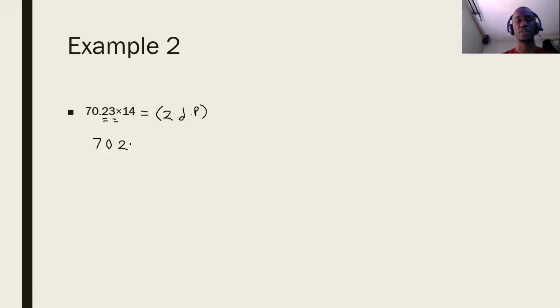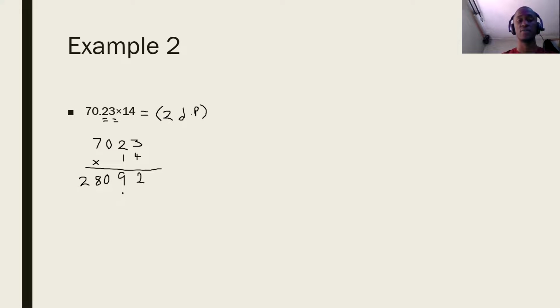which is 7,023 times 14. Let us start our long multiplication. 4 times 3, the answer is 12. 2 carry 1. 4 times 2, the answer is 8, plus the one that we carried. Answer is 9. 4 times 0, the answer is 0. Did we carry anything? No. So we write 0 there. 4 times 7, the answer is 28. Did we carry anything? No. So we just write our 28. And then we move on to the next number.